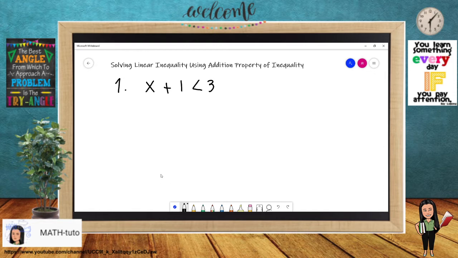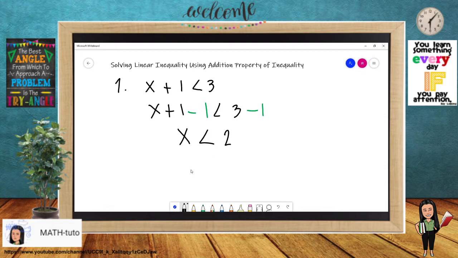In this example, x plus 1 is less than 3. So we have 1 beside x. And to eliminate that, we will subtract 1 from both sides of our inequality. So I will subtract 1 on both sides of our inequality. And this will just be equal to x, and this side will be equal to 2. And as you can see here, the sense did not change by adding or subtracting any real number. So if it is less than, it is still less than.